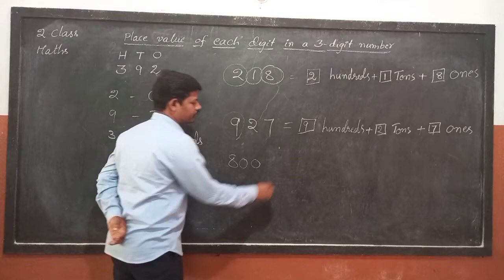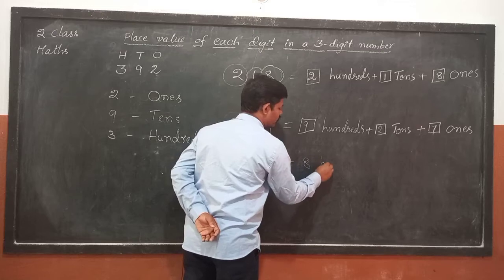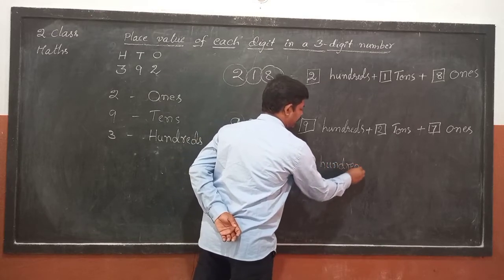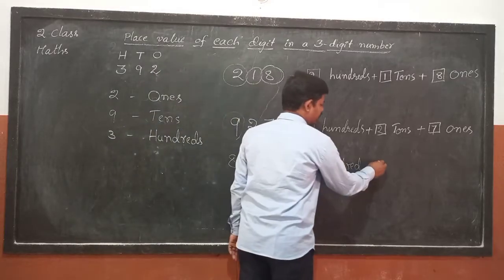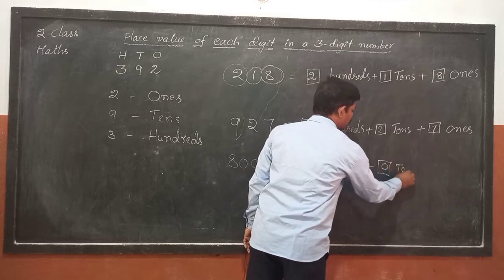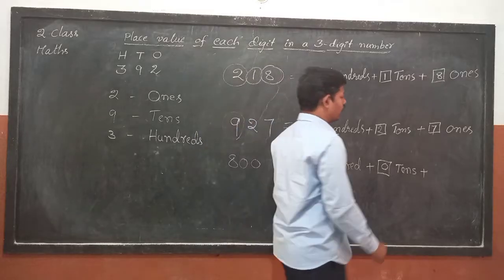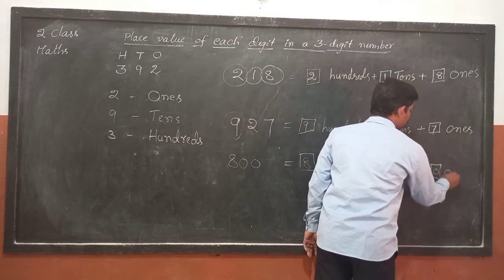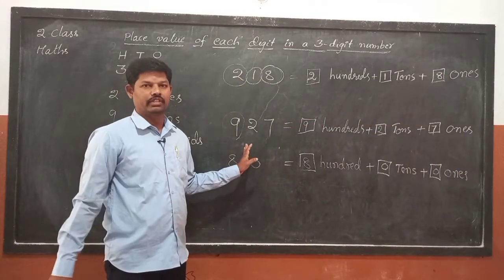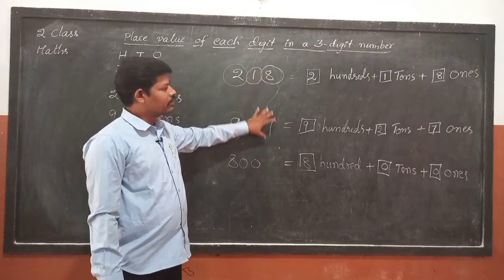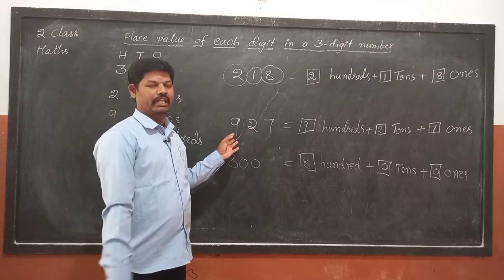For example, 800. How many hundreds are there? 8 hundreds. How many tens are there? 0 tens. In this box you have to write 0 tens. And how many ones are there? 0 ones. This much only. It is very easy. So by observing these three, you have to fill the numbers given in the textbook.